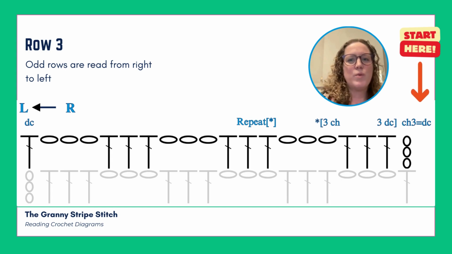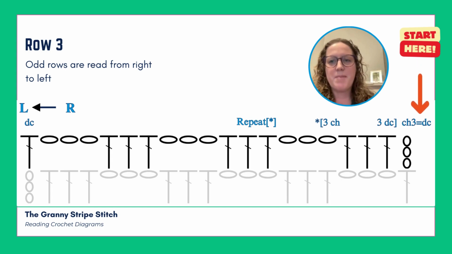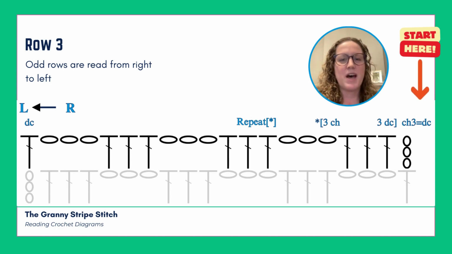So we will start with the diagram on the right-hand side, and then we are going to read the diagram from right to left. We'll start with that chain 3 that's going to count as a double crochet, and then you're going to create 3 double crochets in the chain 3 space, followed by 3 chains above the 3 double crochets of the row below. You won't stitch into any of those 3 double crochets, and then you'll continue on to get to the other side.